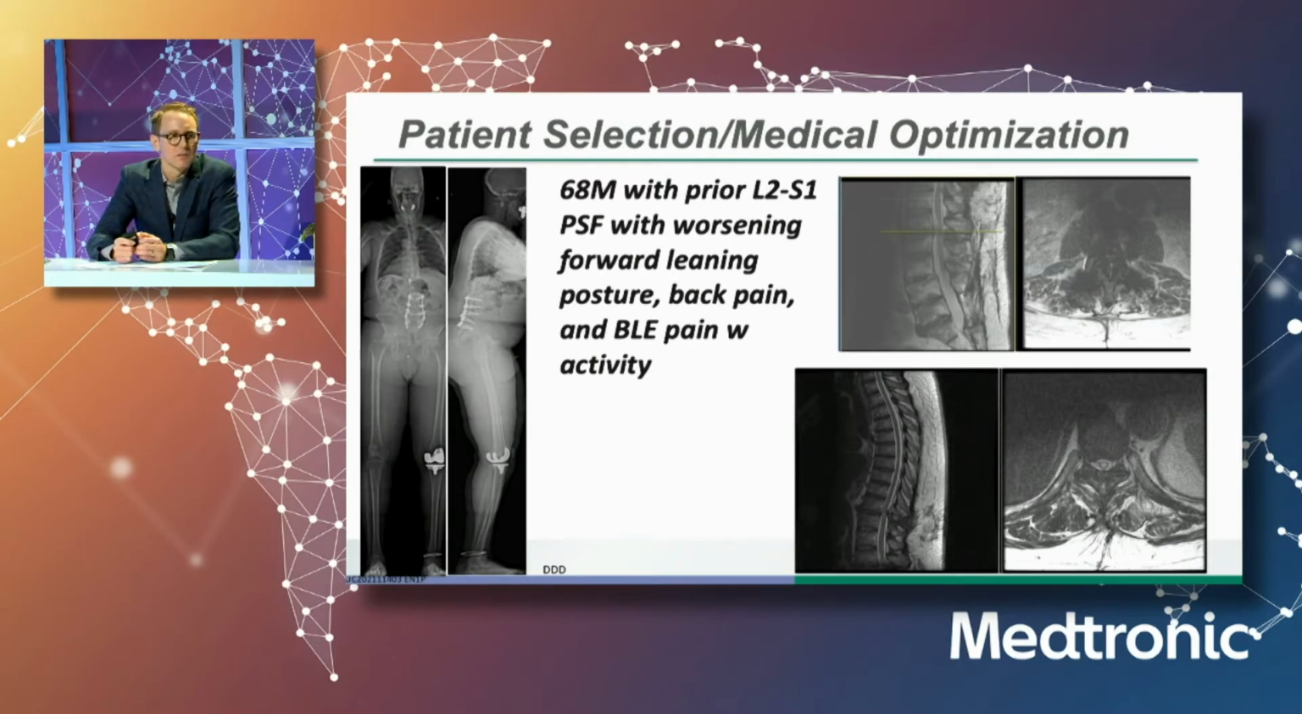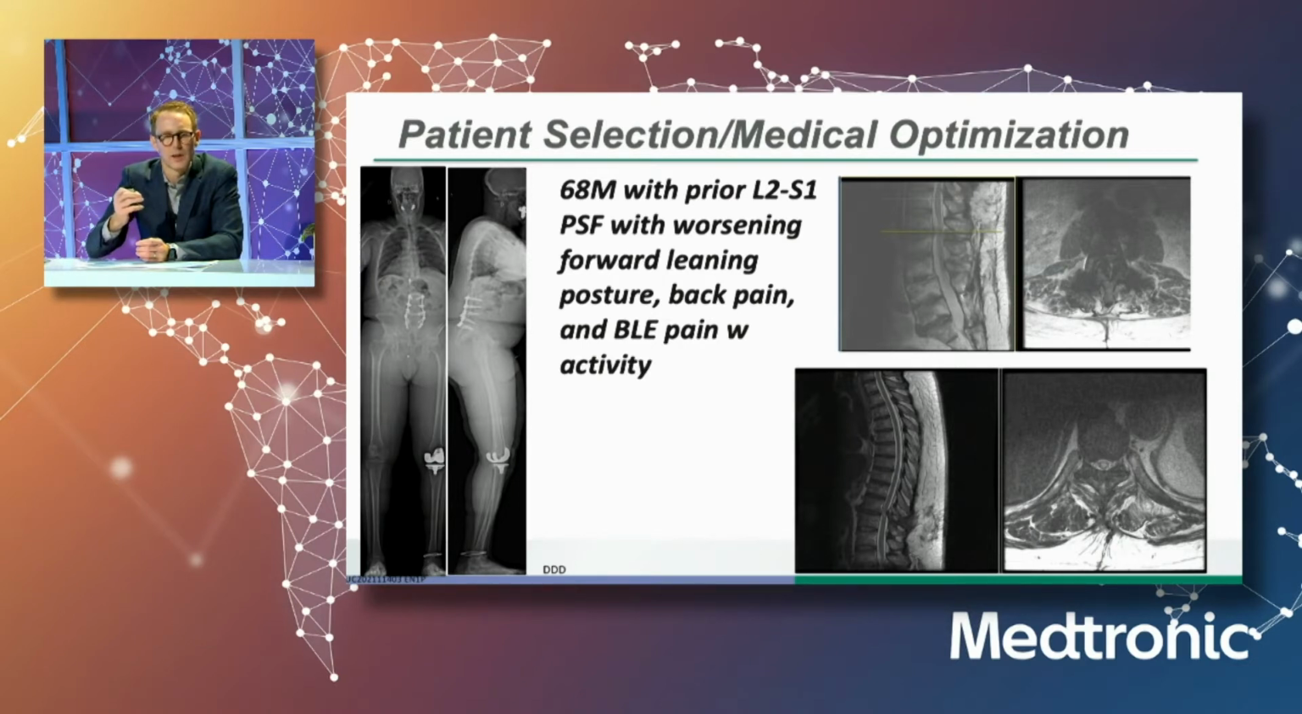This is an older gentleman who's got a previous fusion, L2 to S1. He's got a lot of back pain now. He's leaning forward more. He's got a lot of leg pain when he stands up. All these clinical clues that we start with guide our thought process of what this patient needs and what he's had done in the past. We start evaluating with X-ray and MRI, and you can see here standing EOS films show his overall malalignment, the previous fusion he's had, etc.